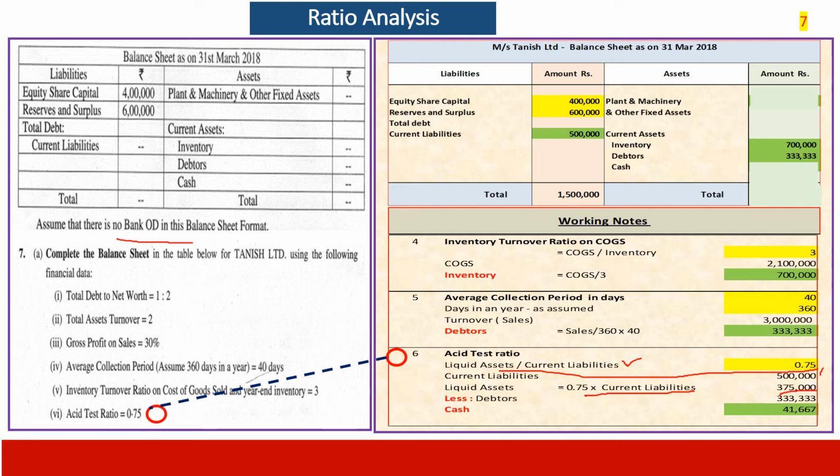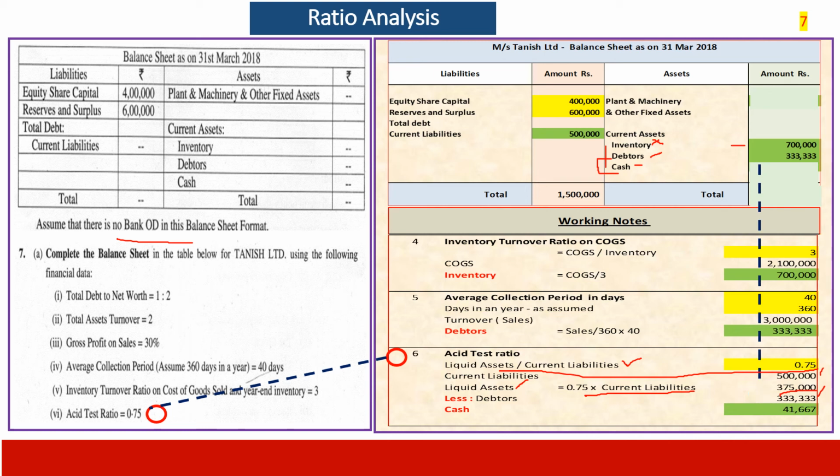3,75,000 is liquid assets. But in our current assets, we have 3 components: debtors, which we know, inventory we know, cash is what we have to find out. Liquid assets doesn't include inventory, therefore we are not concerned with this figure. We are concerned with liquid assets, meaning debtors plus cash. How much is debtors? 3,33,333. Shift that amount here.